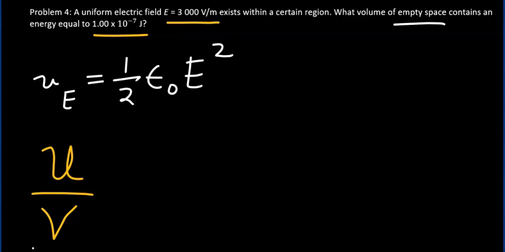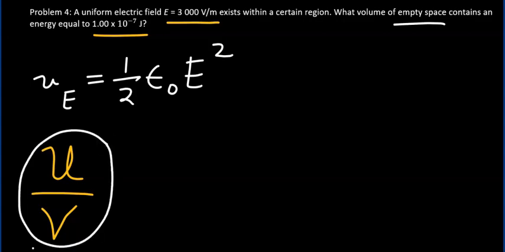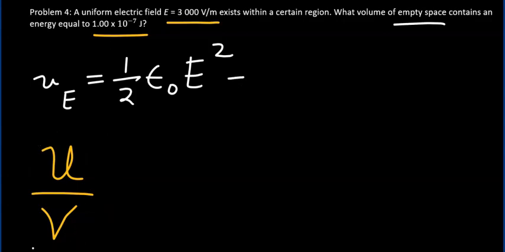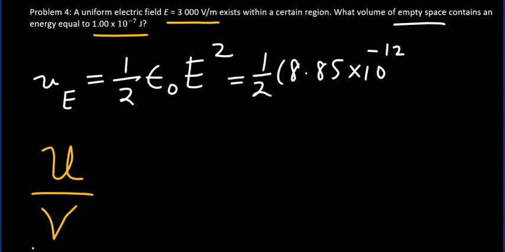What we are interested in here is that we can calculate the entire ratio, and we are given this number, and we are supposed to determine the volume. So let's first determine the energy density. It is half times the permittivity of vacuum, 8.85 times 10 to the power minus 12. The electric field is 3000 volt per meter, so square that. And that is supposed to be U over V, and we know what U is.